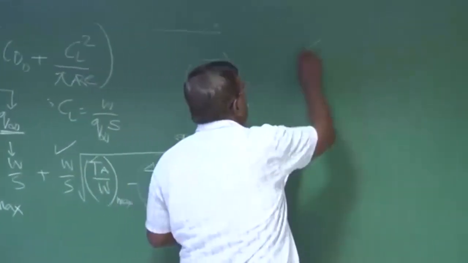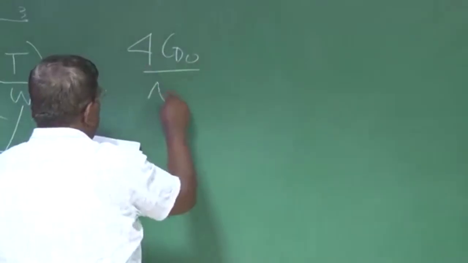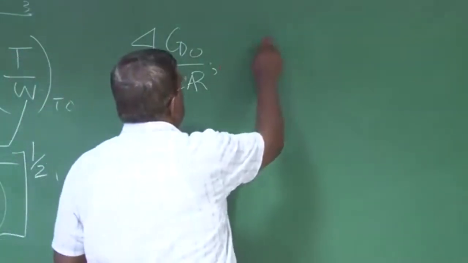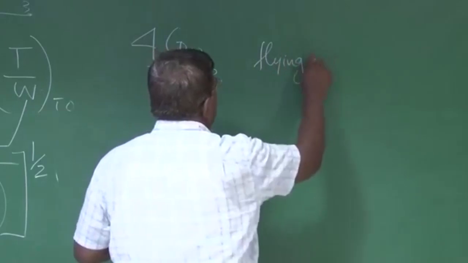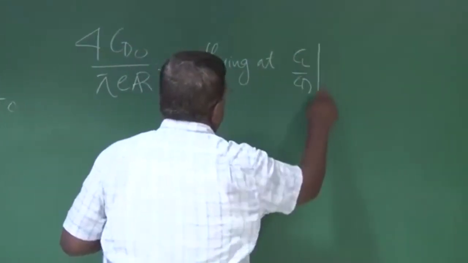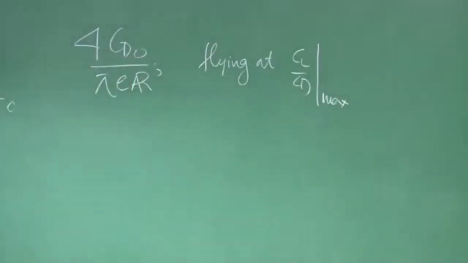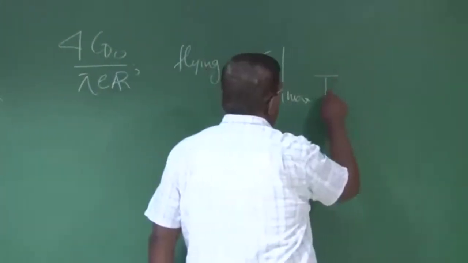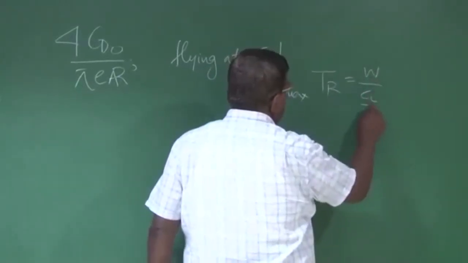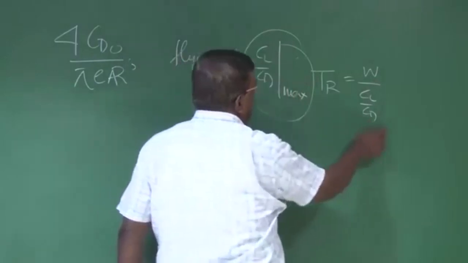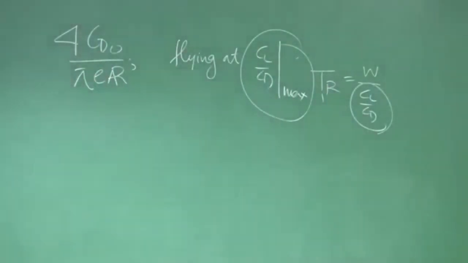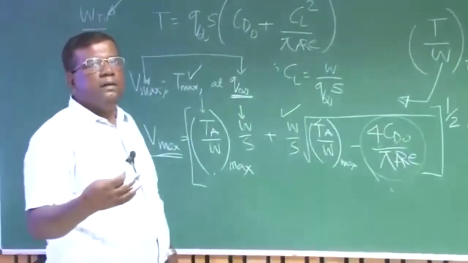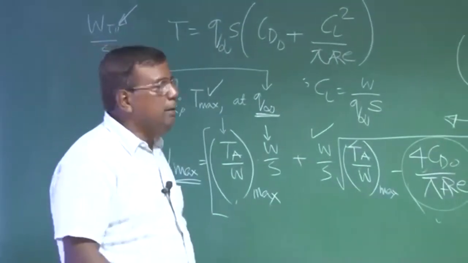If you see this expression, 4 CD0 by pi E aspect ratio. Suppose I am flying at CL/CD maximum. What is the meaning of flying at CL/CD maximum? If I am cruising, I know thrust required T equals W by CL/CD. So when I say I am flying at CL/CD max, that means thrust required is minimum, and it is the aerodynamically most efficient configuration.